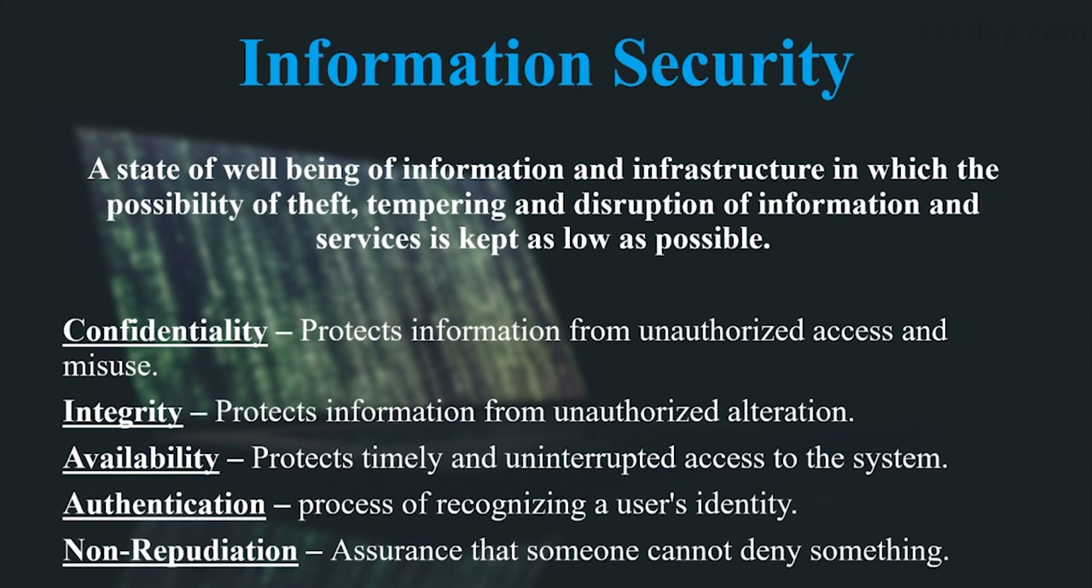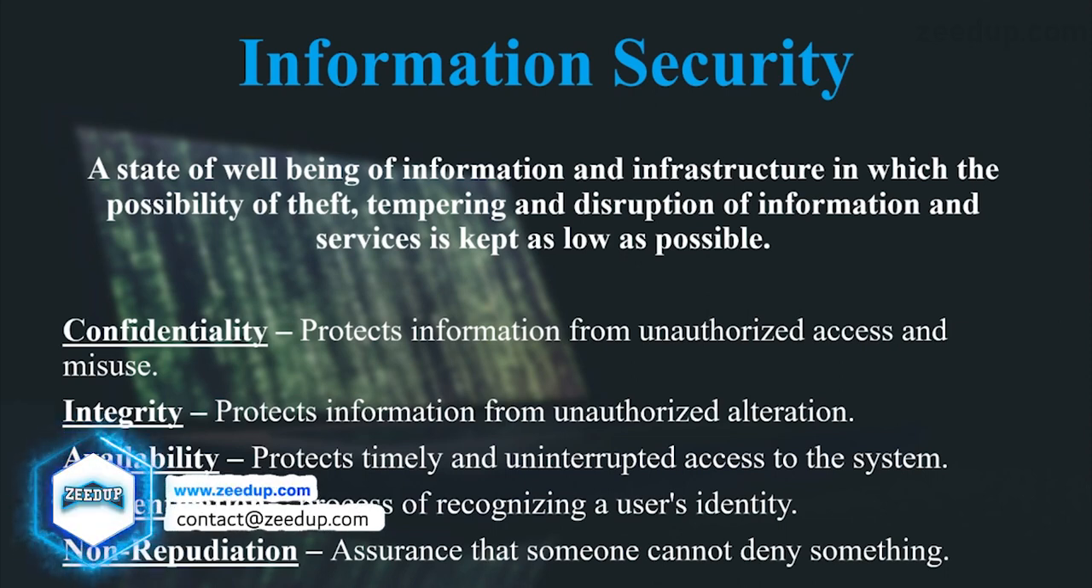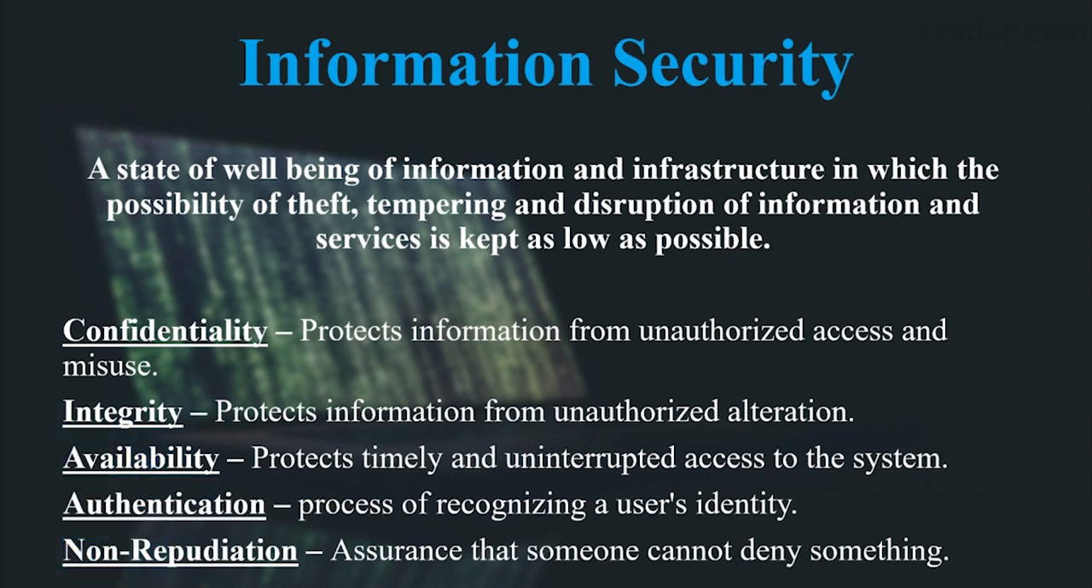Third is availability. So now what is availability? Availability protects timely and uninterrupted access to the system. All the resources that we have kept in some place must be accessible to us anytime we want. Next is authentication. Authentication is a process of recognizing a user's identity. So the login page that we see in Facebook or any other platform, where we have to put our username and our password, those are authentication pages. The page where the user identifies its information or identity, that is authentication.